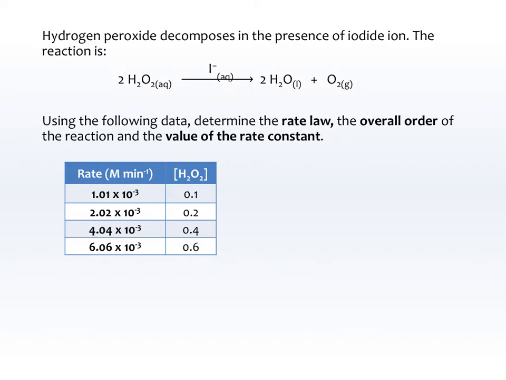Here's our first example. Hydrogen peroxide decomposes in the presence of iodide. This is a catalyst. And for this following reaction, we're going to determine the rate law, the order of the reaction, and the value of the rate constant. So let's see what this all means.